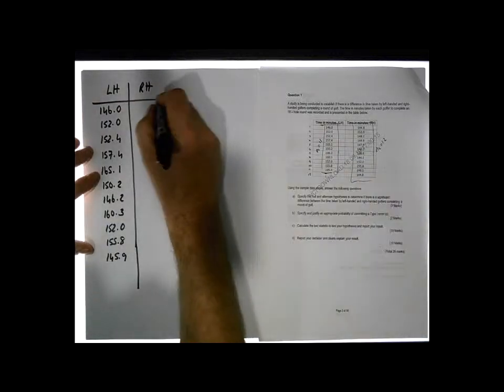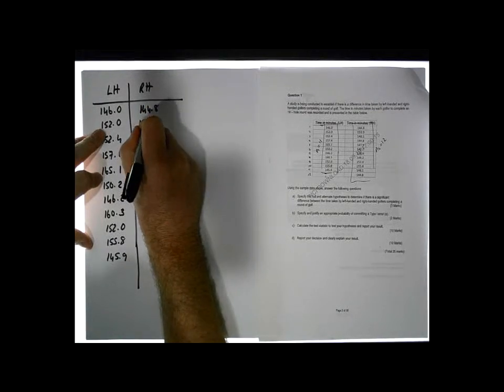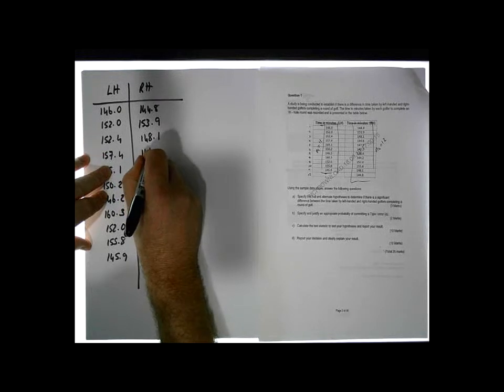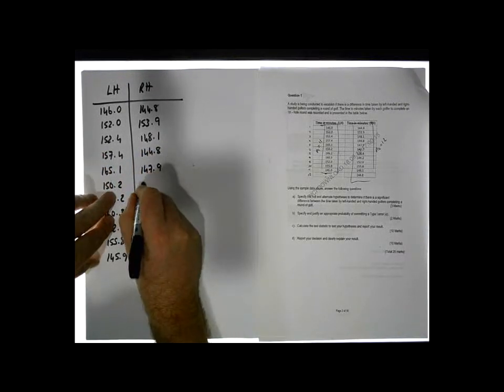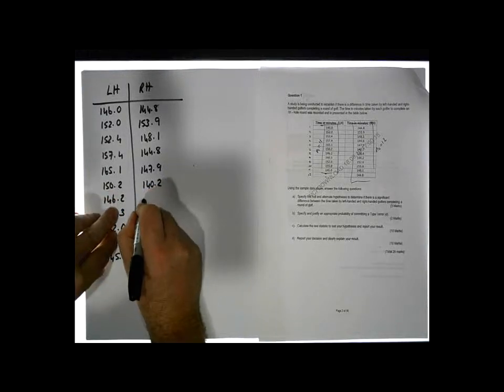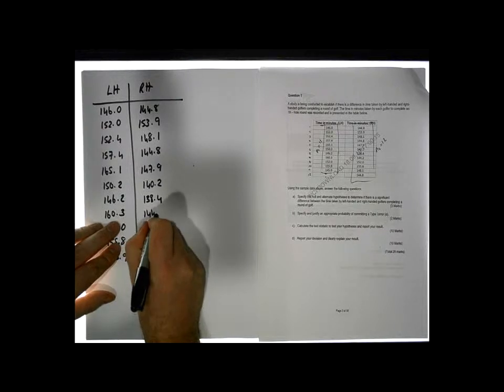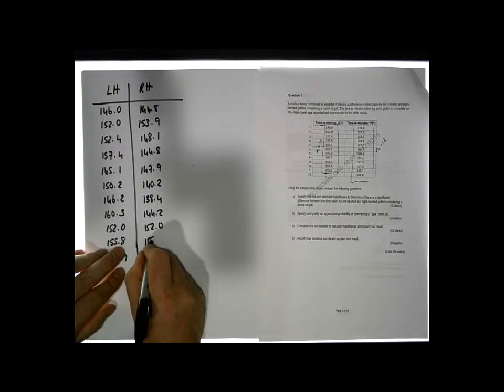The right-handers we have are 144.8, 153.9, 148.1, 144.8, 147.9, 140.2, 138.4, 144.2, 152.0, 155.8, 148.1, 144.8. So there's my two groups.